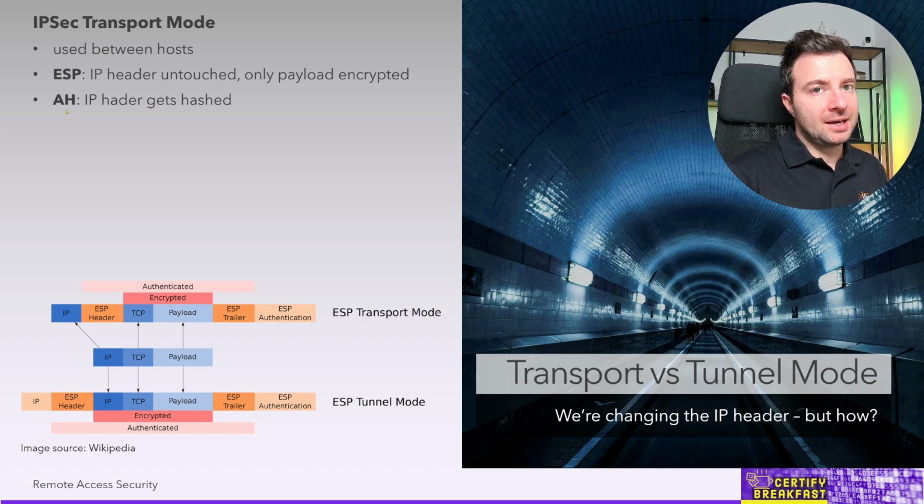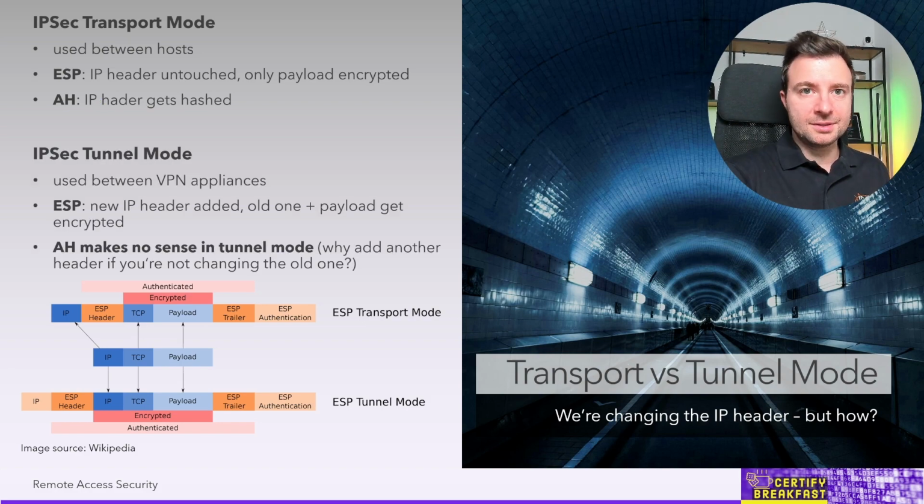The original IP header is going to get hashed, but it's not going to be part of the encryption process. So we're not encrypting the IP header, because if we're hiding the IP header by encrypting it, there's no way for us to determine how to reach the destination anymore. On the other hand, if you're about to traverse multiple networks, you might be better off using IPsec tunnel mode.